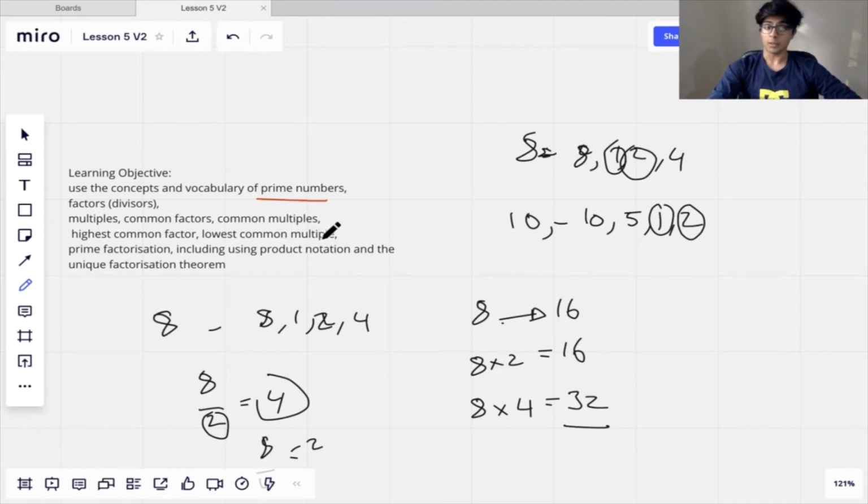Likewise, for common multiples of 8 and 10, we can go 8 times 20 to get 160, but we can also do 10 times 16 to get 160. So since 160 is a multiple of 10 and 160 is a multiple of 8, 160 is a common multiple.